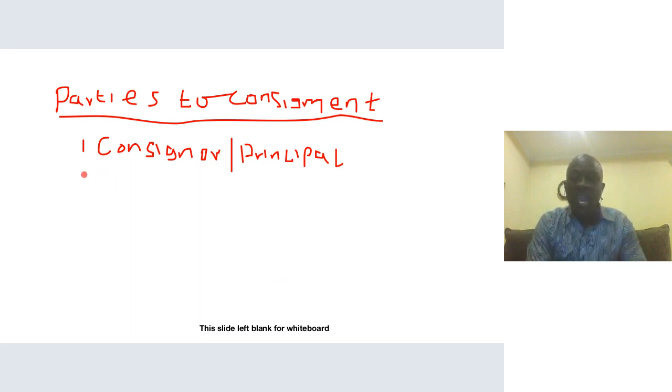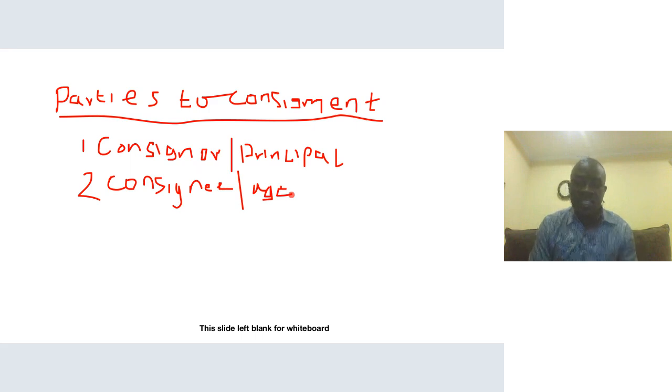Number two, we have a consignee. Again, a consignee is spelled with a double E. Consignee is also referred to in some books as the agent. The agent, so a consignee is also the agent, and the agent is the party that receives the goods. So he does not own the goods, but just keeps control over them.